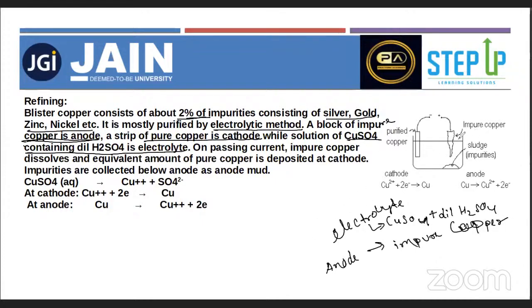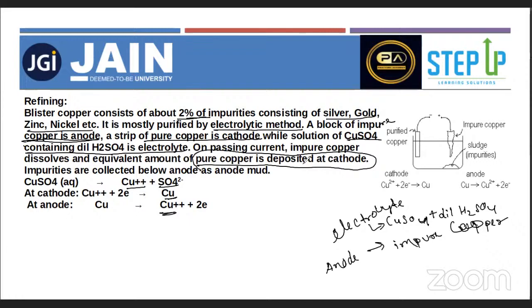Now you can see that this impure copper is basically melting, and the pure copper is depositing on this. CuSO4 breaks down into Cu2+ and SO4 2-. At the cathode this is what happens, at the anode this is there. On passing current, impure copper dissolves and an equivalent amount of pure copper is deposited at the cathode. C for C, copper for cathode. So pure copper is deposited at the cathode.